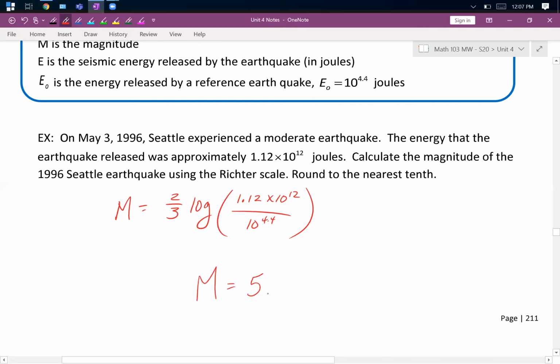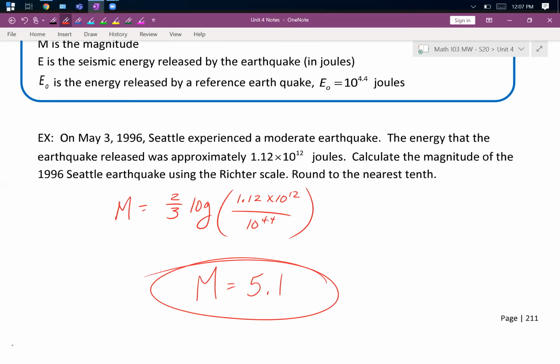Anybody get anything different? I got a negative value. Then you definitely plugged in your calculator wrong. You got to start on the inside with your calculator. You got to do 1.12 times 10 to the 12, divide that by 10 to the 4.4, then hit your log key, then multiply it by 2/3. I also got 5.1. I think I didn't put the 10 to the 12 and the 10 to the 4.4 in parentheses. Got it.